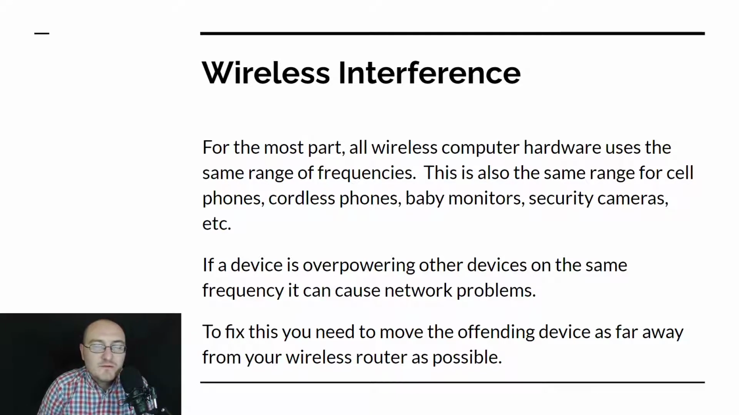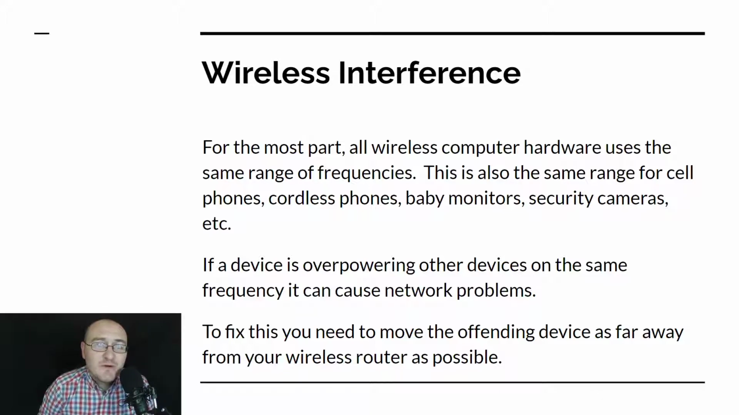Wireless interference. For the most part, all wireless computer hardware uses the same range of frequencies, somewhere between 2.5 gigahertz up to 5 gigahertz. That's generally the range that we use. But this is also the same range for cell phones, cordless phones, baby monitors, security cameras, you name it. Anything that's on the commercial wireless frequency spectrum is in that range for the most part. So if you have a device close to your router that might be overpowering the router's signal, you may not be able to get a signal from the router. To fix this, you need to move those devices as far away from the router as possible.